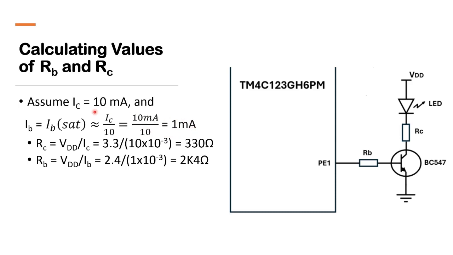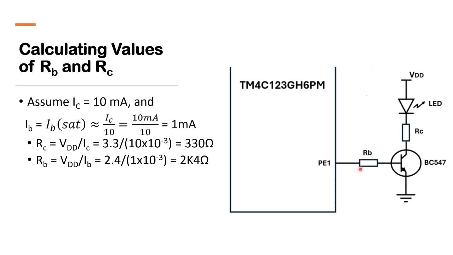So IC would be 10 milliamp and IB would be 1 milliamp. For RC, we use this equation, VDD divided by IC. That will be 3.3 divided by 10 times 10 to the minus 3. That will give us 330 ohm.